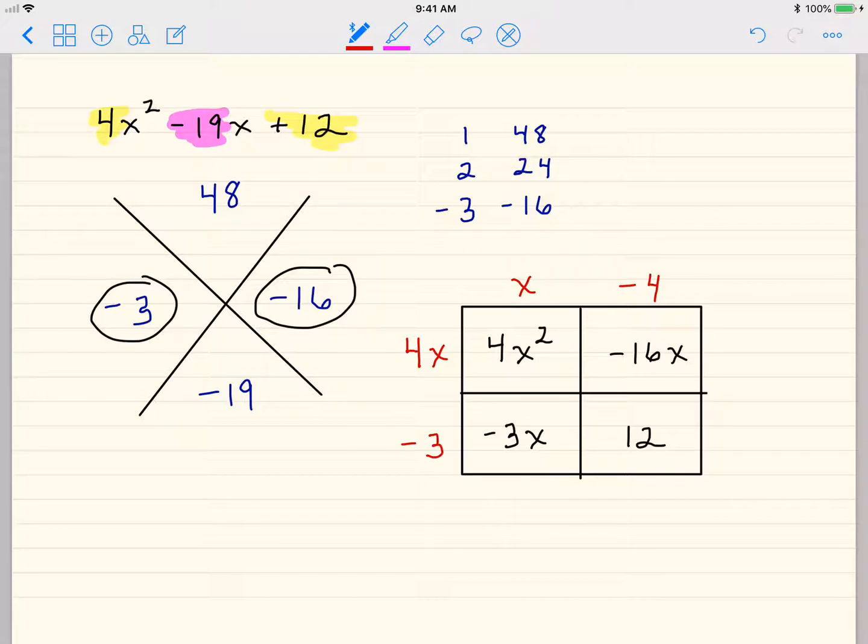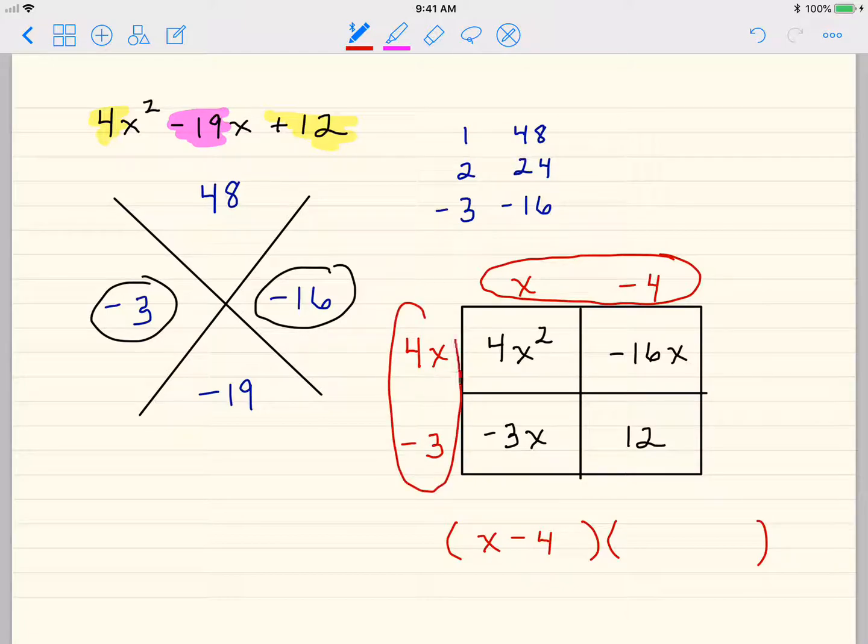So now I'm going to put my two sets of parentheses together. Oh, I forgot to double check and make sure that that last square gave me exactly what I needed. So if I needed it to multiply to give me positive 12, I look back here and I go negative 3 times negative 4 does give me that positive 12. So this is working perfectly. Okay, so in the first set of parentheses, I'm going to put x minus 4. And in the second set of parentheses, I'm going to put the 4x minus 3. And we're all done.